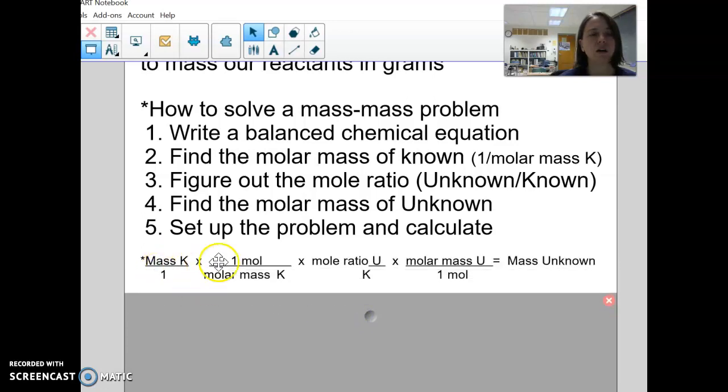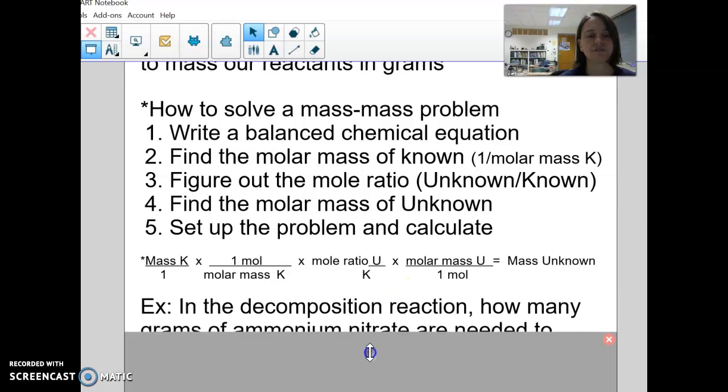Mass of your known over 1 times 1 over your molar mass of your known times your mole ratio, again unknown over known, times your molar mass of your unknown. So you're going to have to find the molar mass of both things. And that's going to give you your answer.